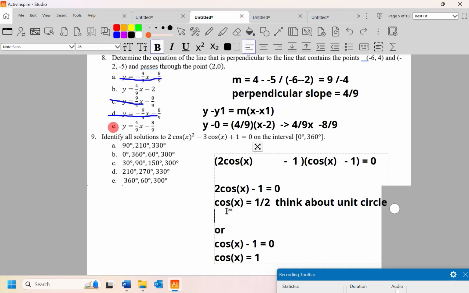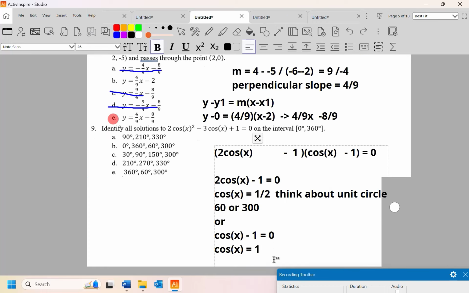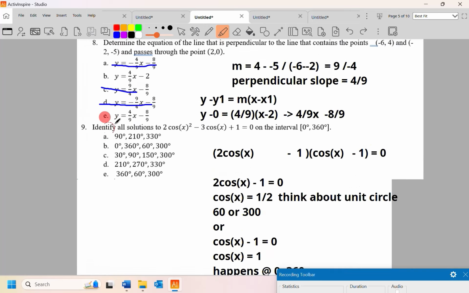Cosine of x being a half happens at 60 degrees or 300. X being 1 on a unit circle happens at 0 or 360. So that's going to make my choice here, choice B.